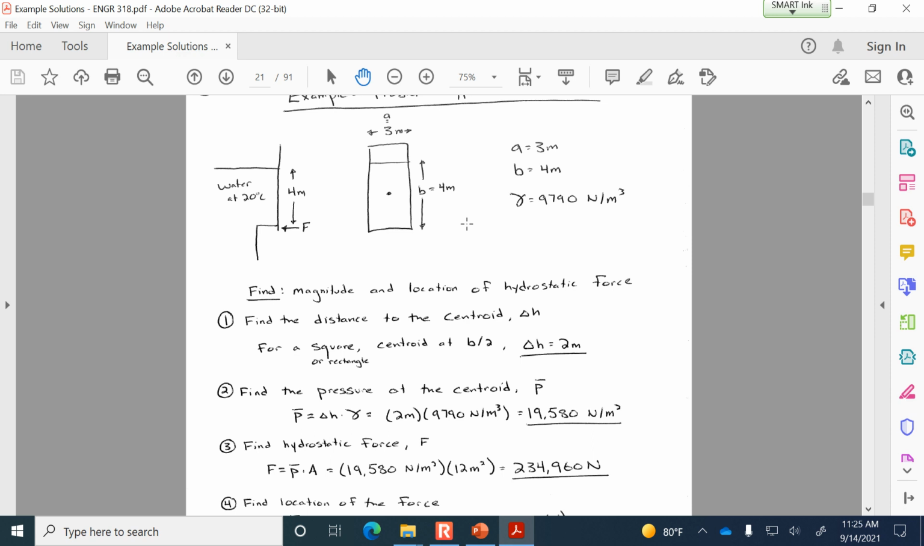Next step, part 2, let's find the pressure at the centroid, P bar. And we know pressure at the centroid is delta H times gamma. Okay, so that's 2 meters of depth and 9790 newtons per meter cubed. So the pressure at that location is 19,580 pascals. Okay, so we've got the pressure at that depth.